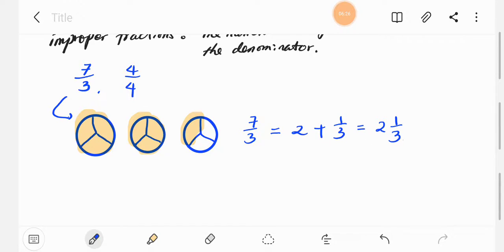This means 2 big pizzas and then 1/3 of a pizza. So you can convert an improper fraction to this kind of number. This number is called a mixed number. Okay, this is called what? Mixed number.